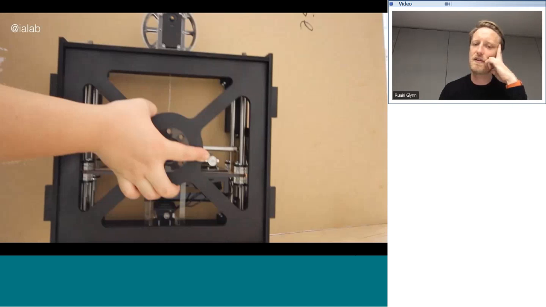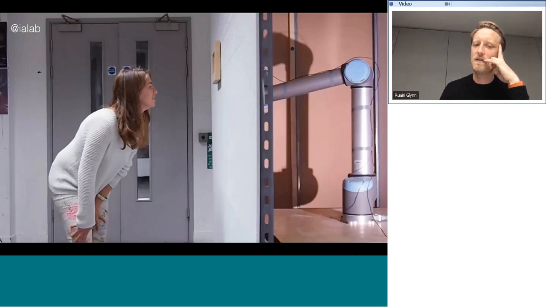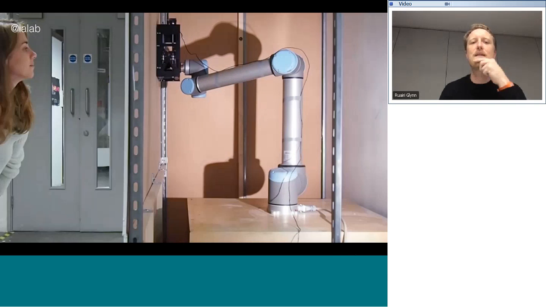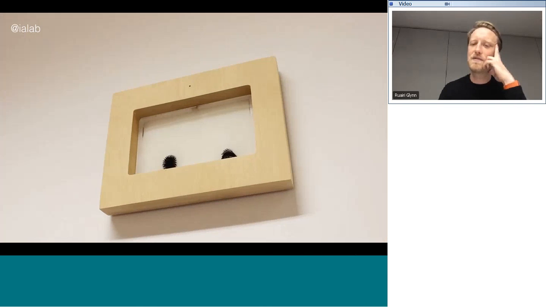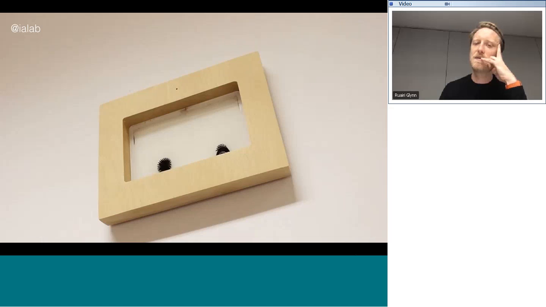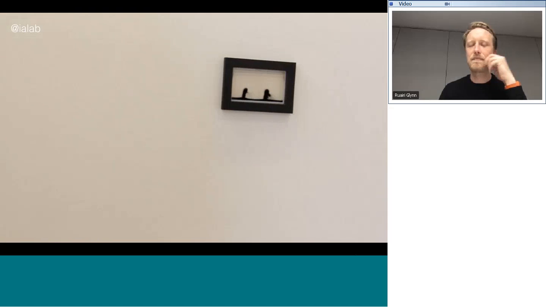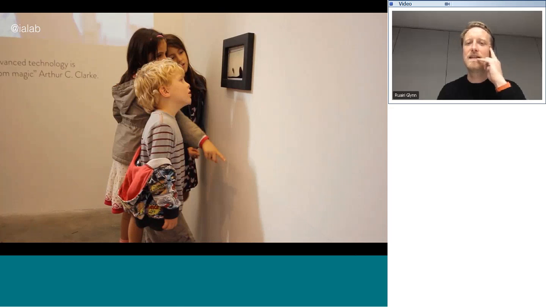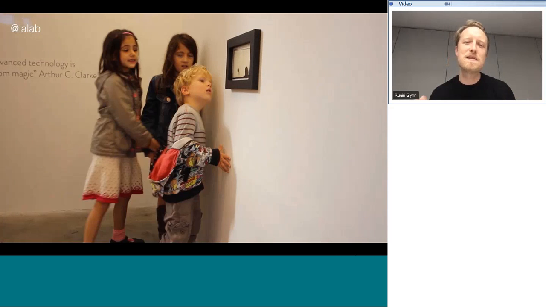So now you've got a robot arm perhaps behind a wall, magnetically manipulating a frame that lives on the other side of the wall. And in doing so, you're able to create these kinds of magical experiences where little bits of what would typically be a static part of the built environment can come to life.